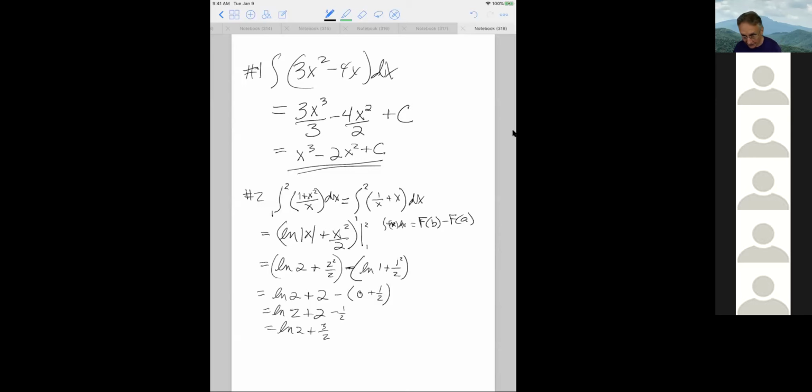I'm going to check on the calculator right now. It's not going to read natural log of 2 plus 3/2, but if I asked you for an exact answer, this is it. But if I said round it to 4 decimal places, let's see what we get. I get the natural log of 2, so I've got 0.693, yada, yada, yada, plus 1.5. And I get, so the answer to this is 2.193147.